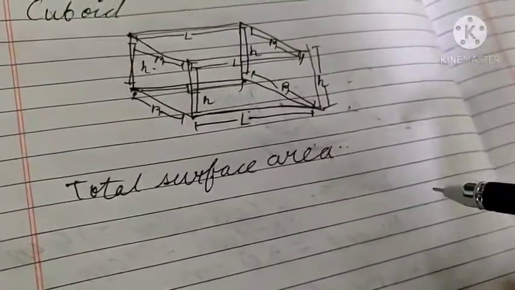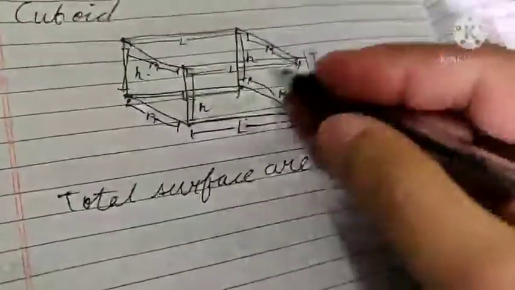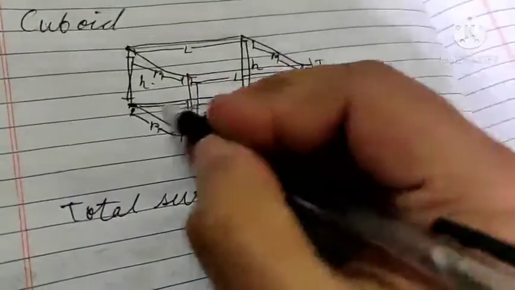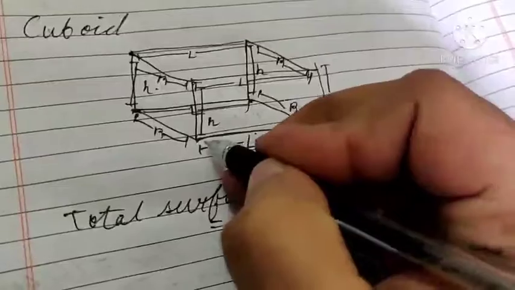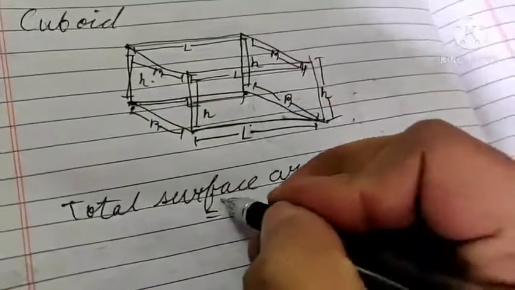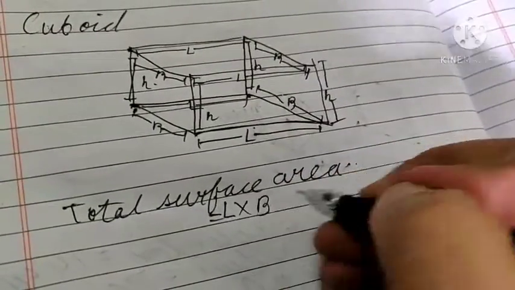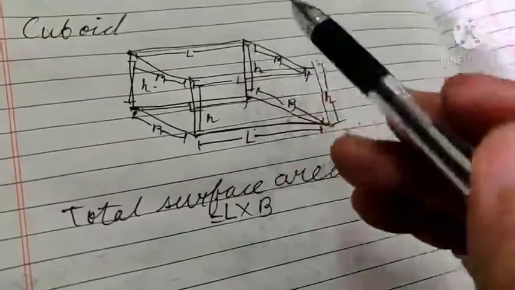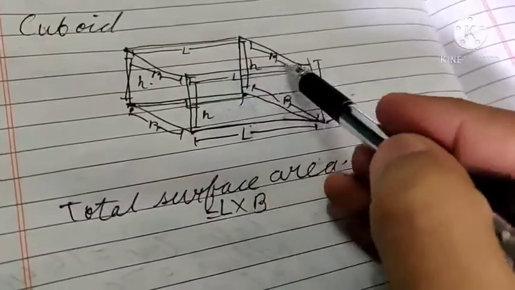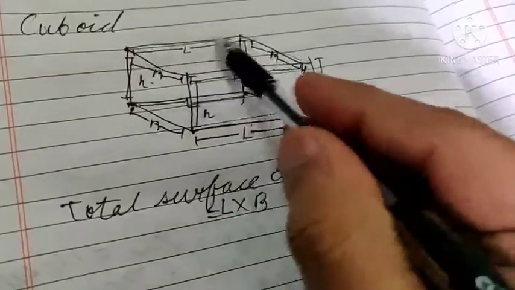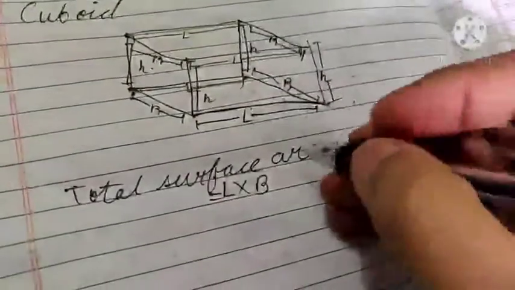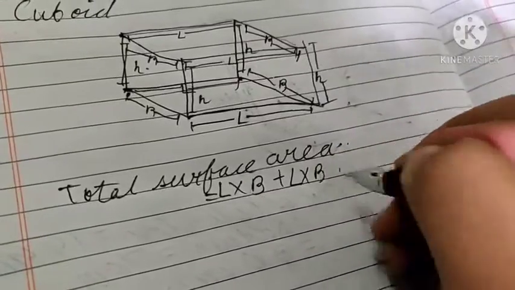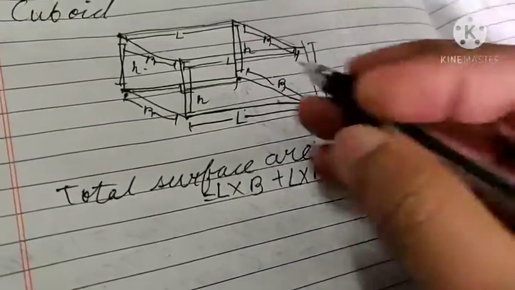So the surface area of this cuboid is the area of the floor. Floor is a rectangle. Floor has a length and a breadth. So length into breadth. The area of the floor is the same as the area of the roof. Roof means the top portion. Look, this is length and this is breadth. So length into breadth is the area of the roof.